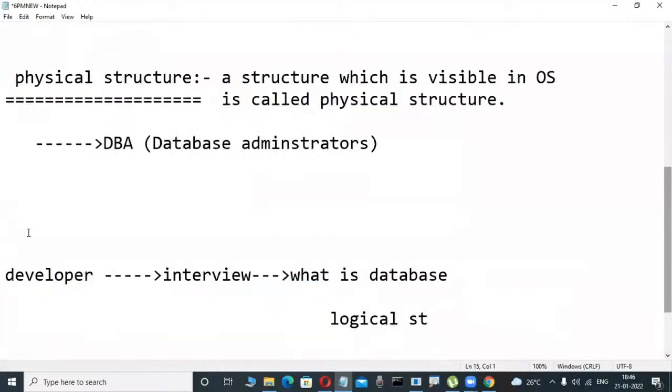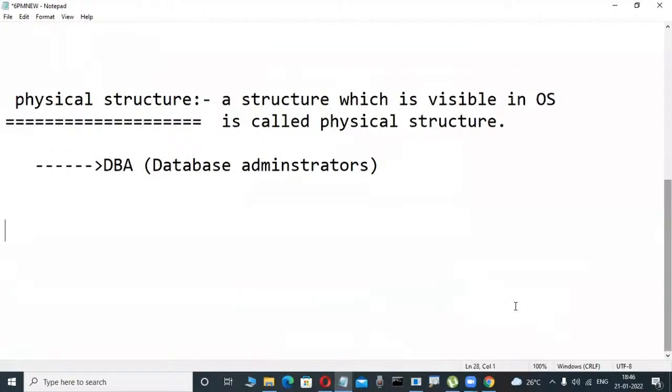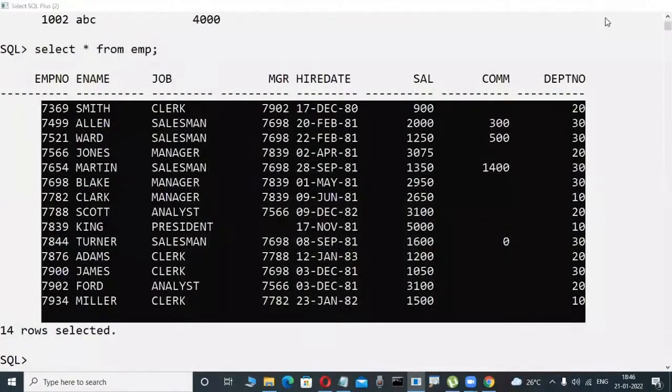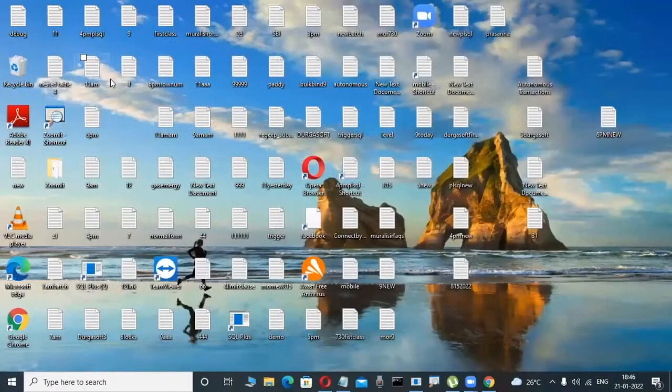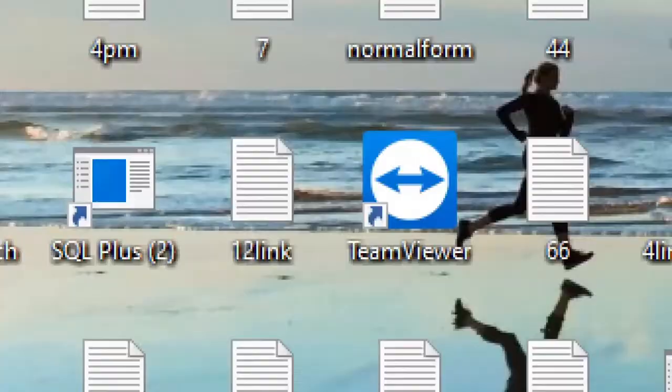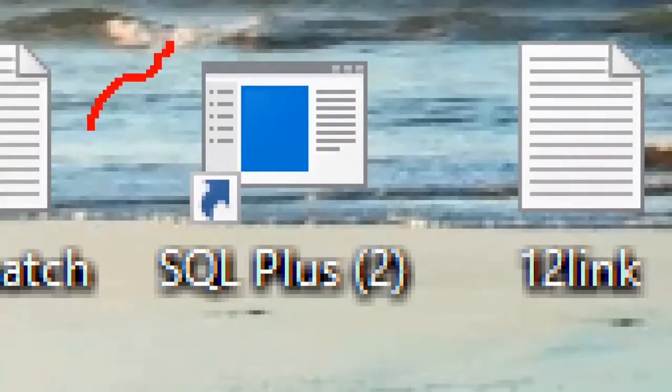Okay, fine. Now check it out. Observe it here. Suppose on the screen, does anybody observe what this is? Something is there on my screen.